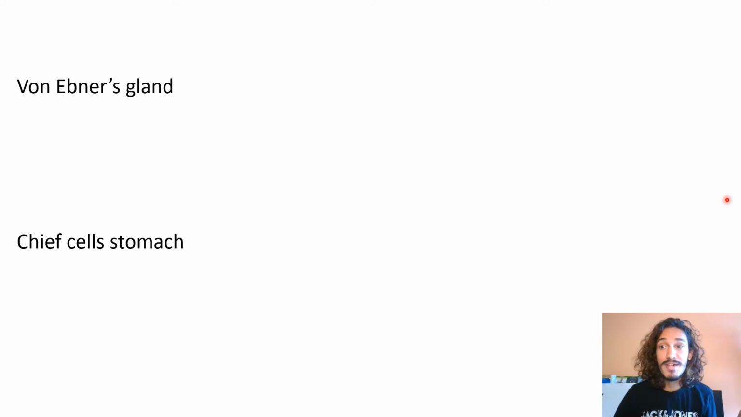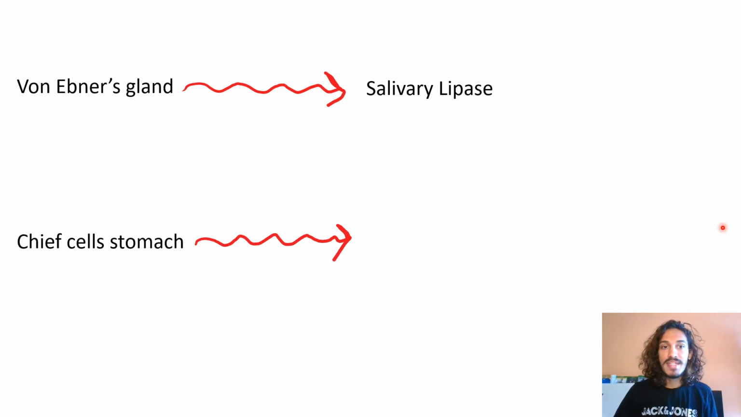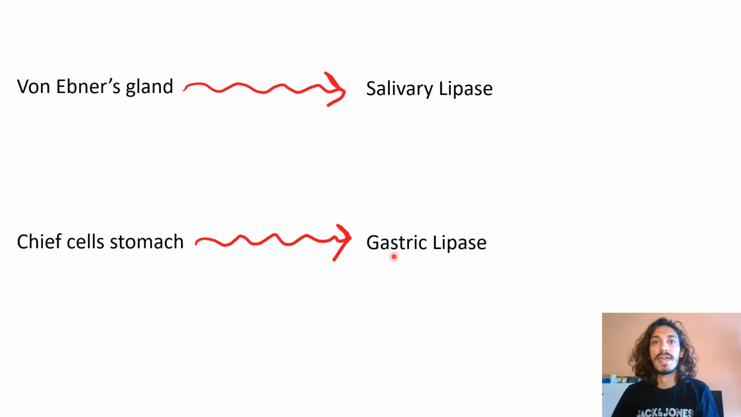It starts off in the von Ebner's gland. It's not actually your salivary secretions, but in fact secretions from your von Ebner's gland that secrete your salivary lipase. And then in your stomach, it is your chief cells that secrete your gastric lipase. If you remember, chief cells also secrete your pepsinogen. So chief cells basically secrete pepsinogen as well as gastric lipase.